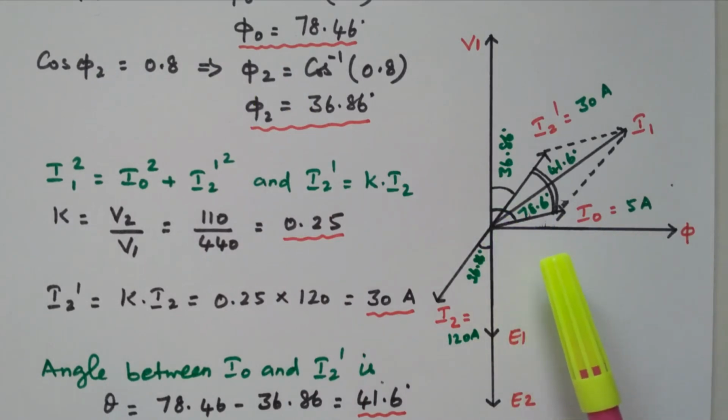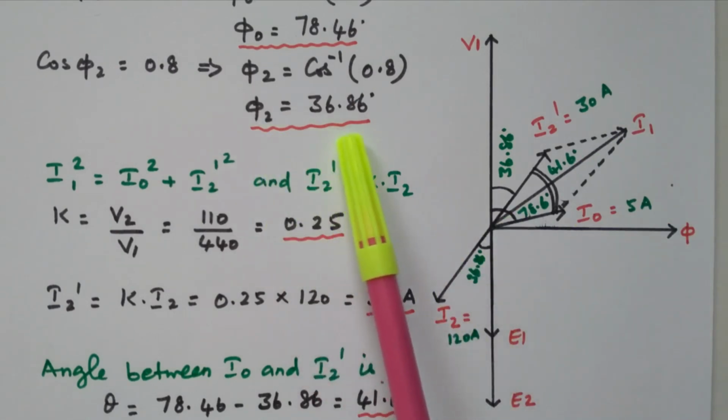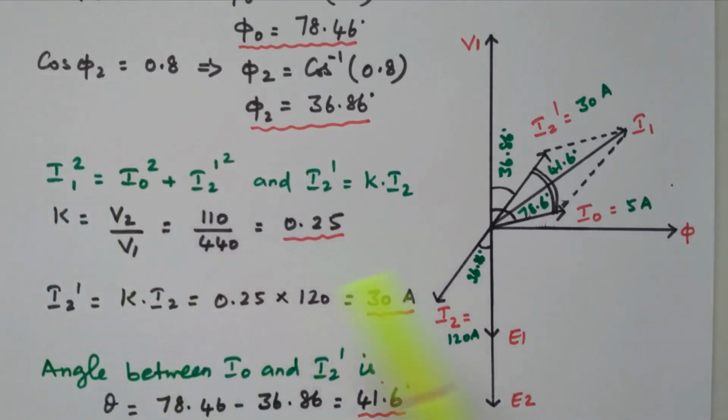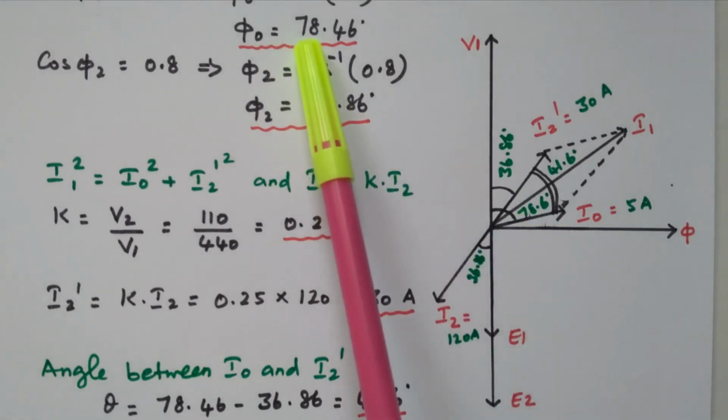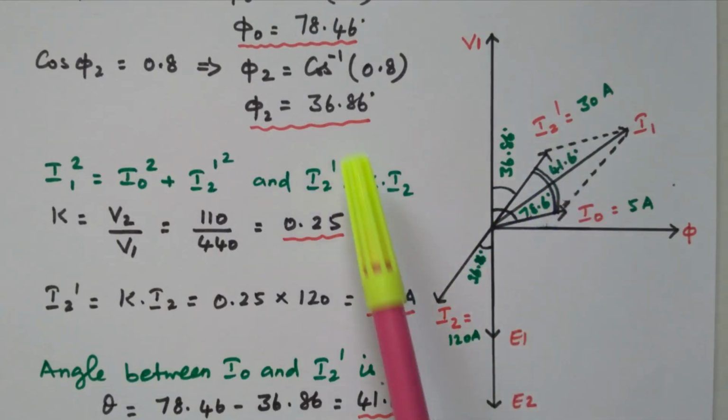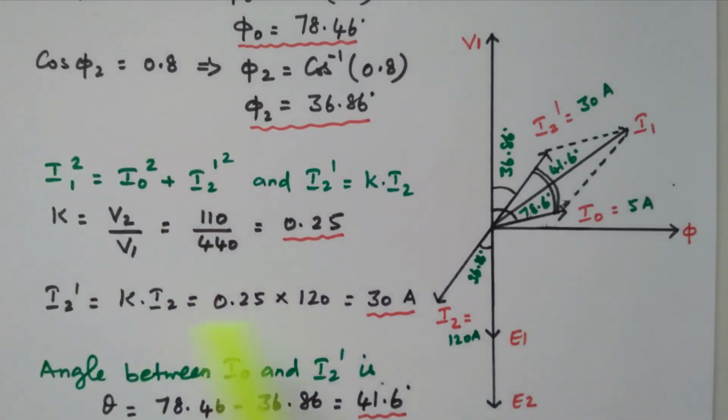Then I2 dash is 30 ampere, as we calculated. The angle is φ2, and φ2 equals 36.86, which we also calculated from cos φ2. So I0, the no load primary current, is 5 ampere at an angle of 78.46 degree, calculated from φ0. And I2 dash is 30 ampere at an angle of 36.86 degree, calculated from cos φ2.